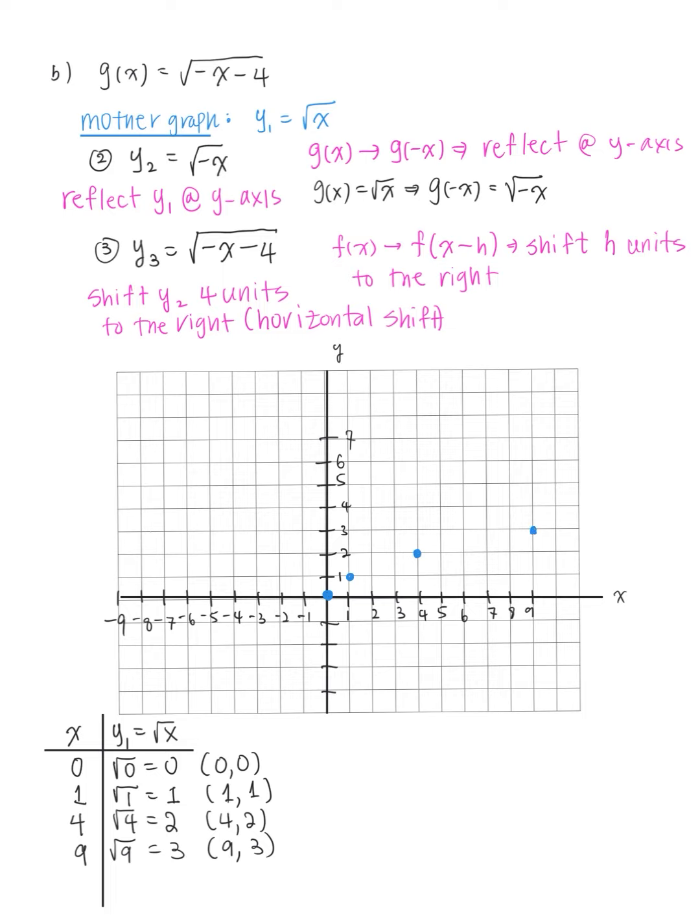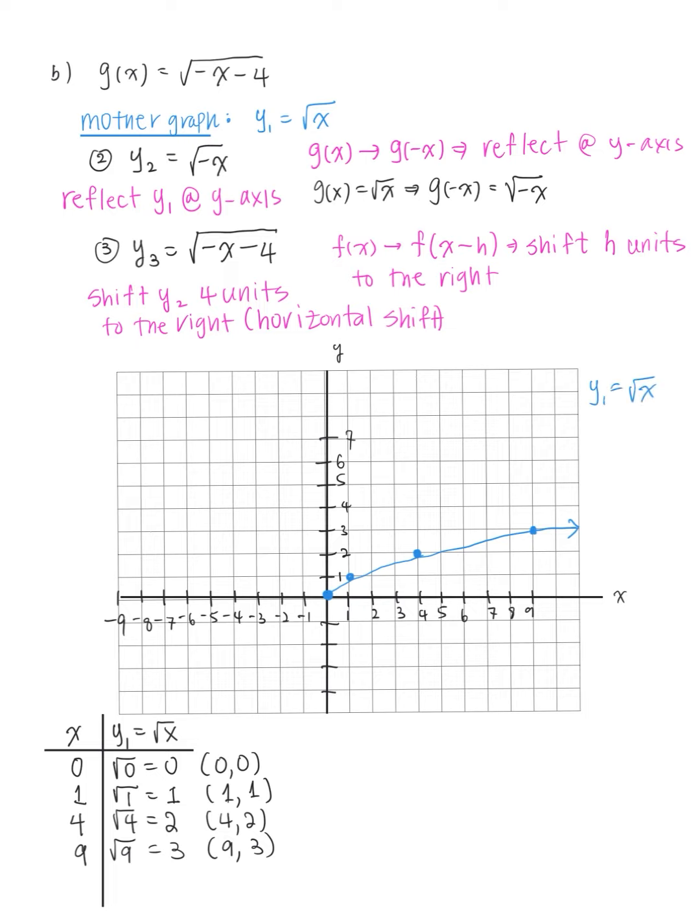Okay, so since this is not the official graph, let's not plot any points here, because remember how ugly it got on the previous example? So let me just draw the mother graph without writing down the coordinates. Okay, oh gosh, here we go again. Okay, pretend that is a nice smooth curve. So this is our mother graph, y1 equals square root of x.